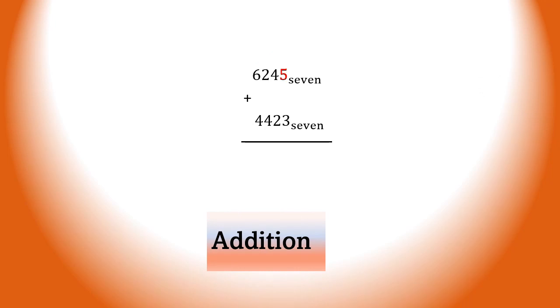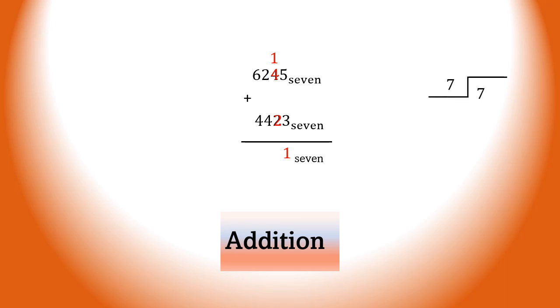Another example is 5 plus 3, that's 8. We can't write 8 in base 7, so we're going to use division. We always carry the quotient, and we write down the remainder. Now, 1 plus 4 plus 2, that's 7. So we're going to use division because we can't write 7 in base 7. Therefore, the quotient is 1, and keep in mind we always carry the quotient, and the remainder is 0.